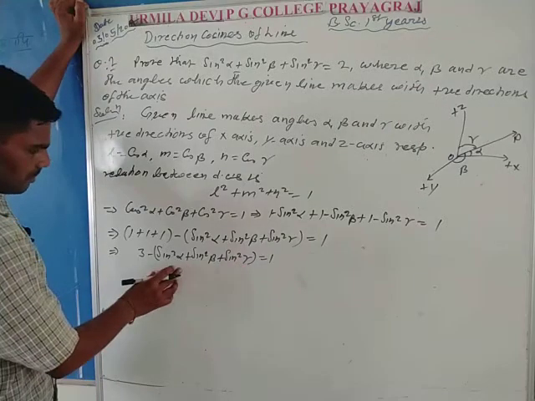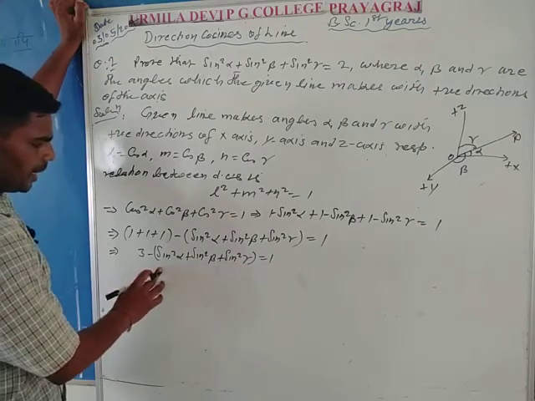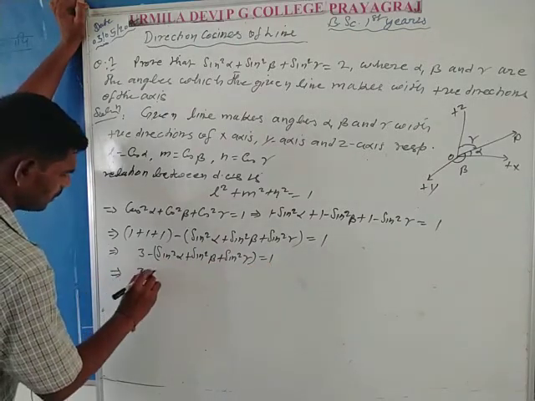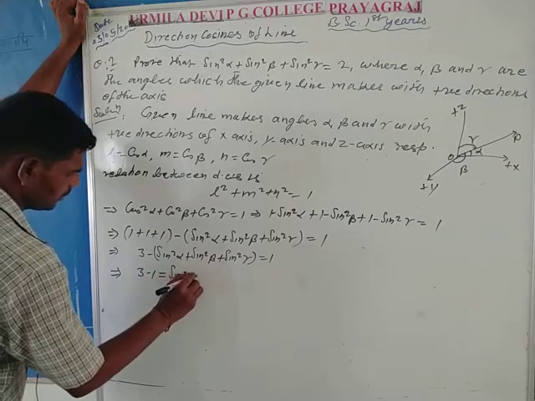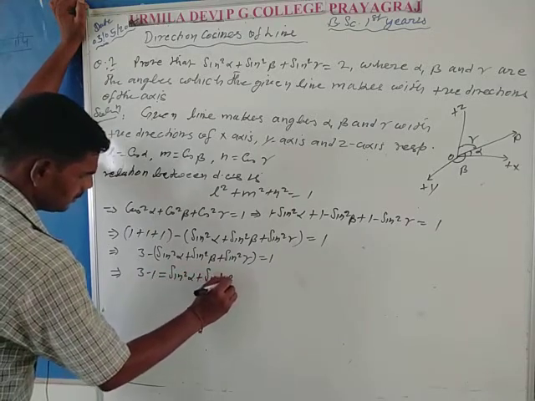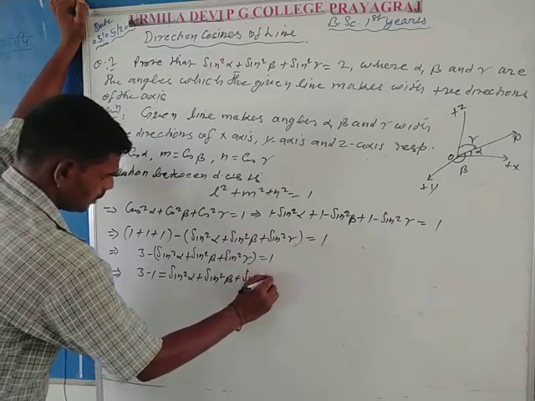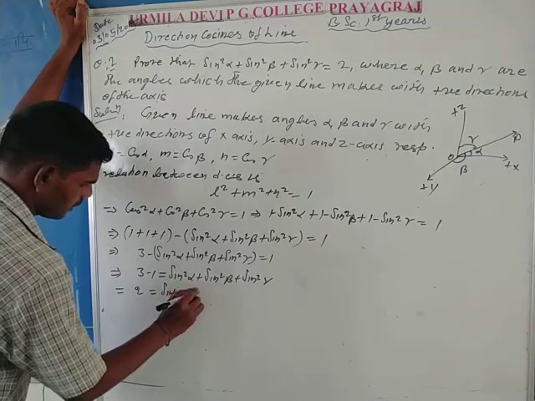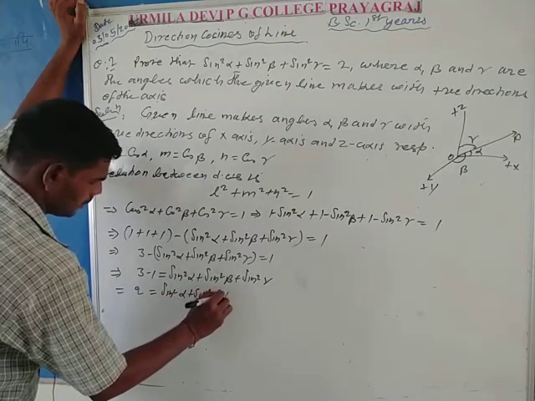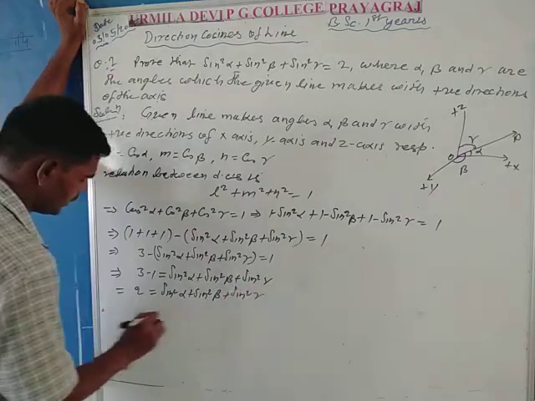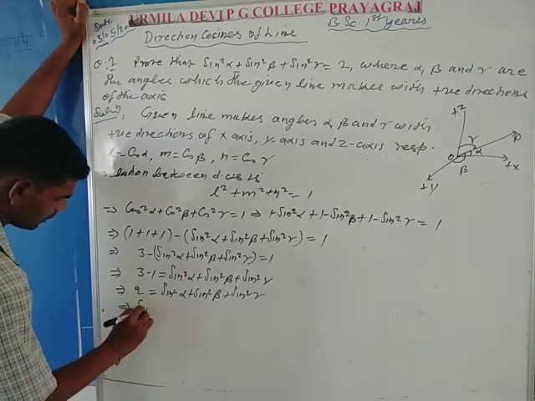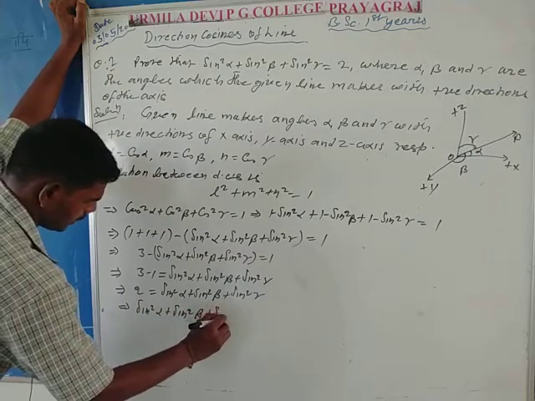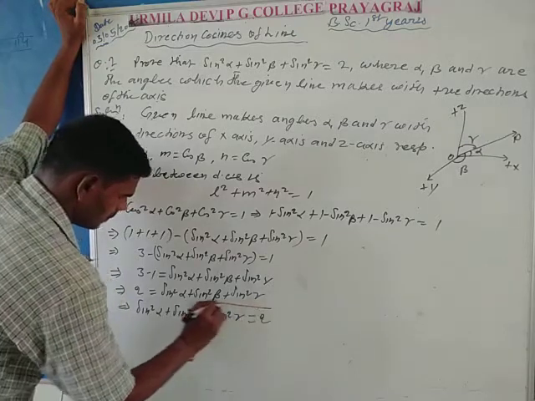Taking the trigonometrical terms to the right hand side and the numerical value to the left hand side, 3 minus 1 is equal to sin square alpha plus sin square beta plus sin square gamma. Here it is equal to 2. It is implied that sin square alpha plus sin square beta plus sin square gamma is equal to 2.